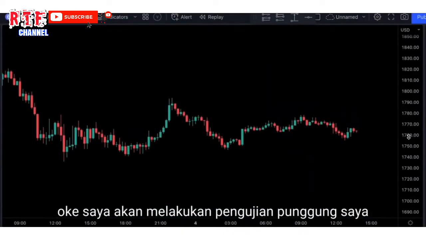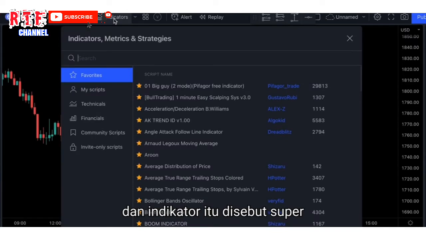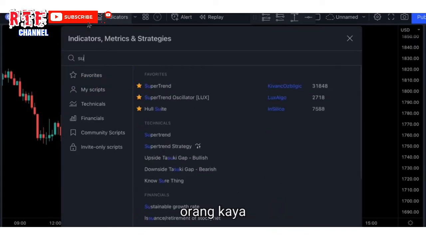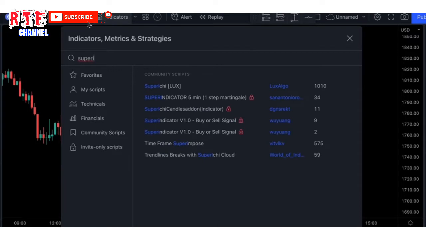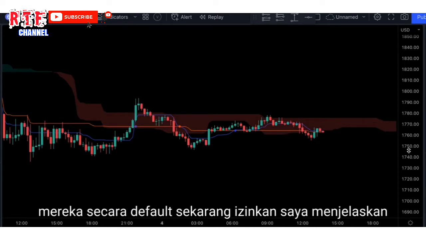Okay, I'm gonna do my backtesting on Ethereum 15-minute chart, and this strategy consists of only one indicator. And that indicator is called Super Ichi. This one by LuxAlgo. Okay, we're not gonna change any settings at all, we're just gonna keep them on default.